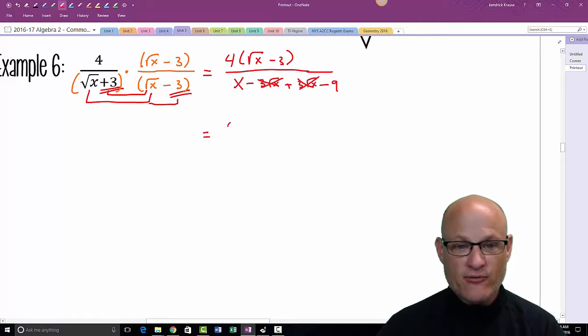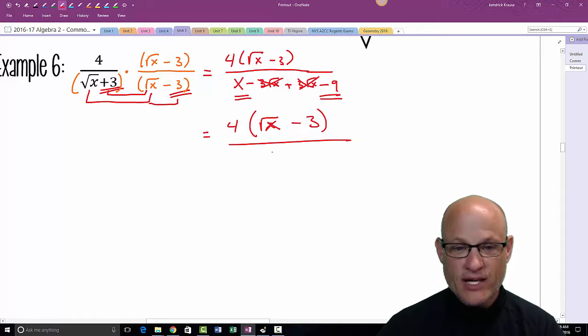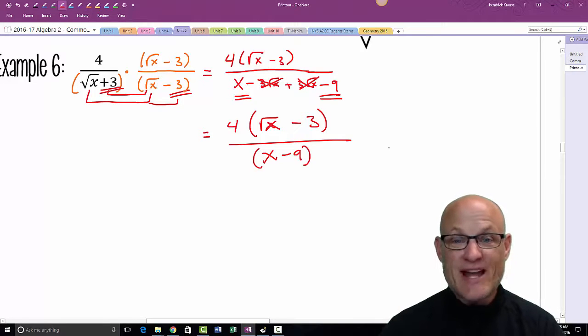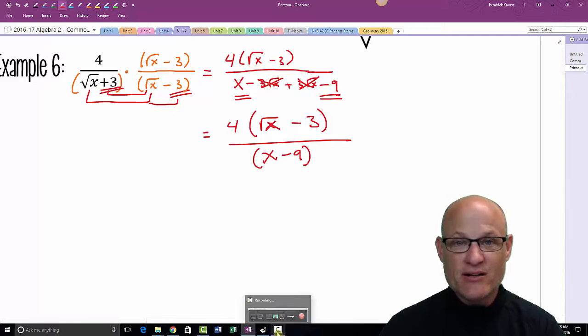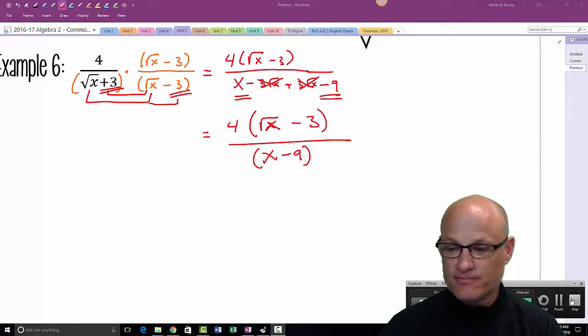So my answer is 4 square roots of x minus 3 all over x minus 9. Keep everything in parentheses so you're not tempted to divide out common factors.